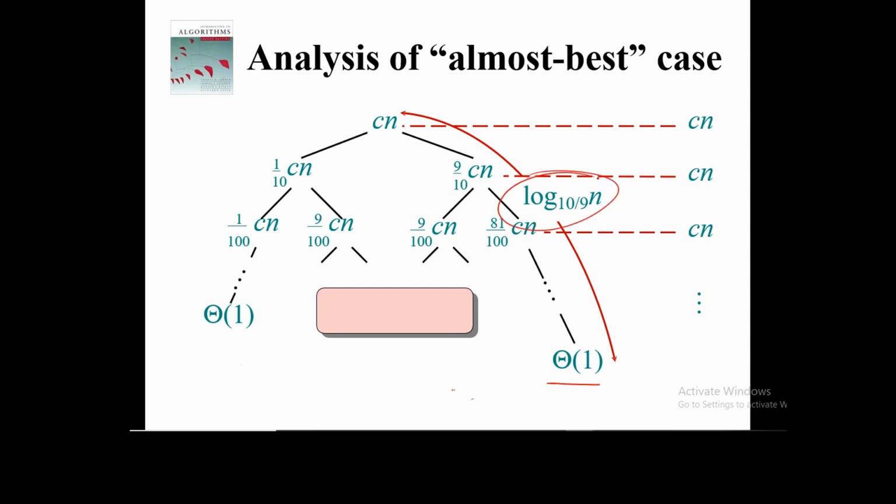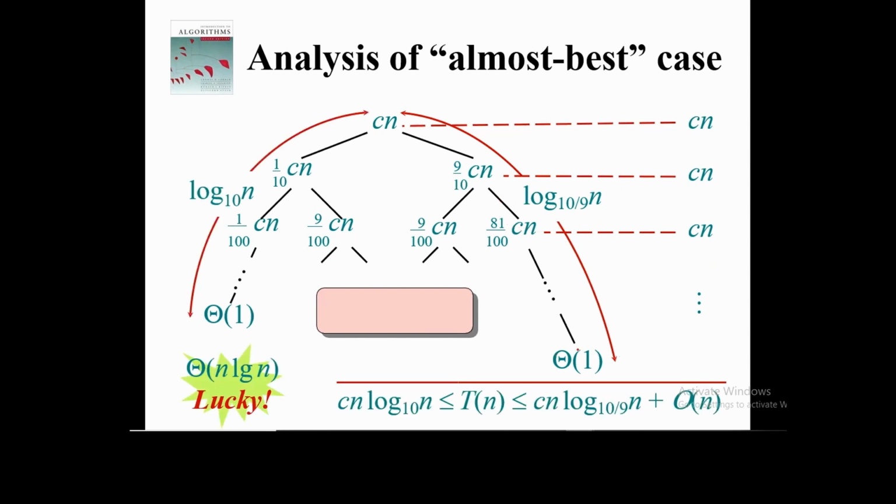So we have calculated the height, and now we will do the summation operation at each level. At this level, the summation will be Cn. Here 1/10 plus 9/10 is again Cn. Here it is again Cn, and so on. So we'll have a total of log n levels, and the complexity will be Cn log base 10/9 of n. This will be from this branch and this will be from this branch. We will take this upper bound because it is greater as compared to this. So the complexity will be T of n equals Cn log base 10/9 of n.